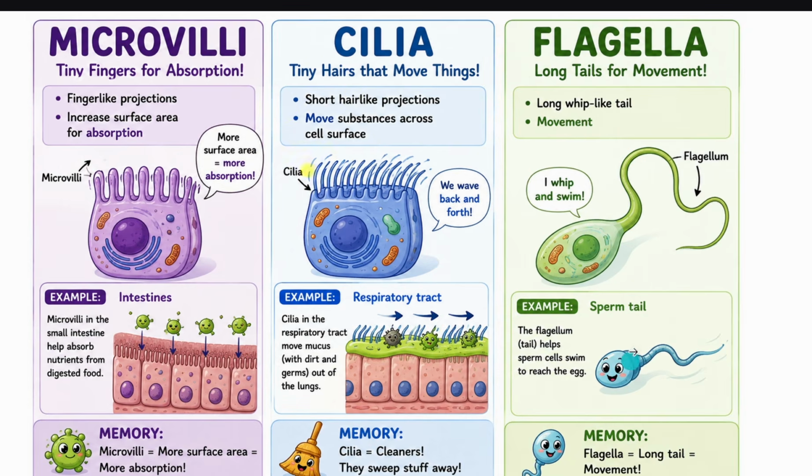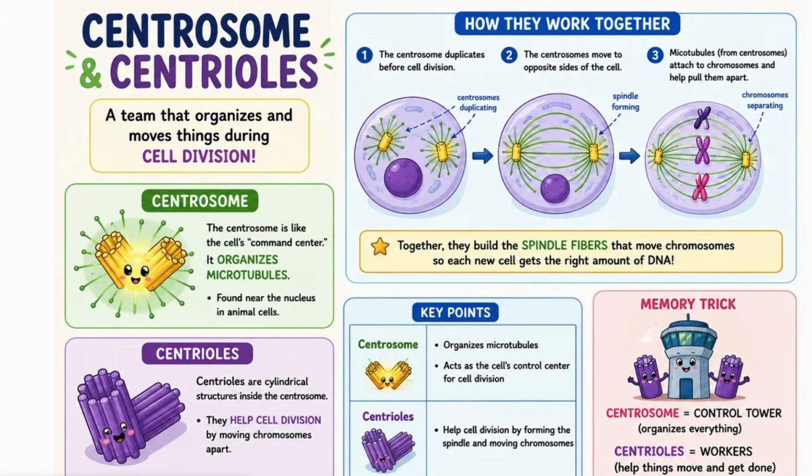Example, sperm cell. Centrosome and centrioles play an important role in cell division. They organize microtubules and help separate chromosomes so that new cells receive the correct genetic information. Their work will be discussed in other videos showing mitosis and meiosis.